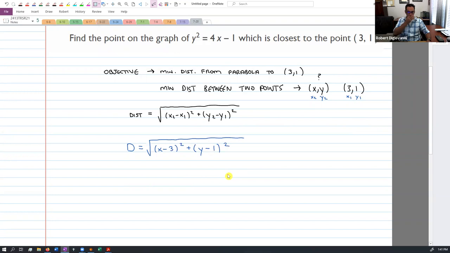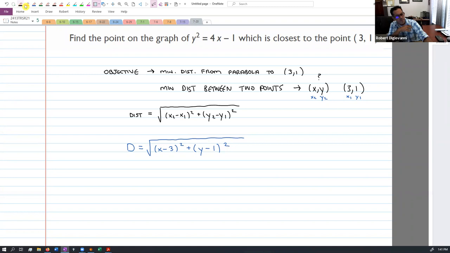Now's a good time for questions, if you have anything that needs clarification. We're trying to minimize the distance between two points, right? One of them, we don't know what the point is. The other one, we know what the point is. So we came up with the formula for it. Right now, our distance equation is a function of two variables, x and y. So we need it to be all in terms of x or all in terms of y. So do we have a constraint? Yeah, y squared is equal to 4x minus 1, I think.